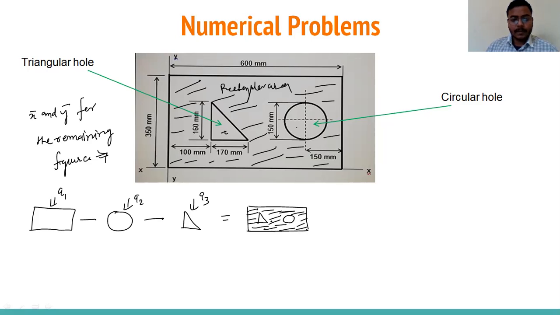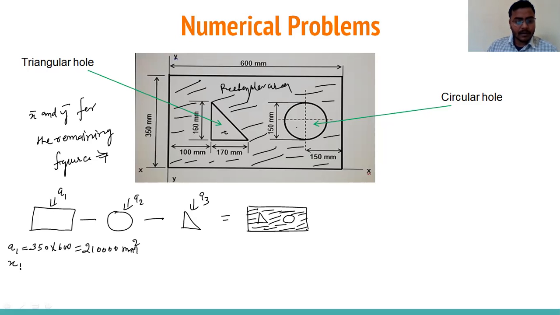Are you getting my point? Okay, so now I'm writing here A1. What would be the A1? A1 is the area of the rectangular section, where the dimension is given as 600 into 350. So the area would be 350 into 600. It will come around 21 mm square.